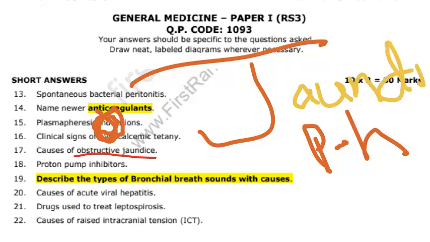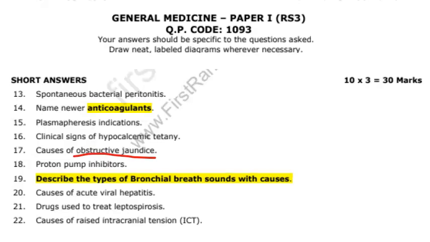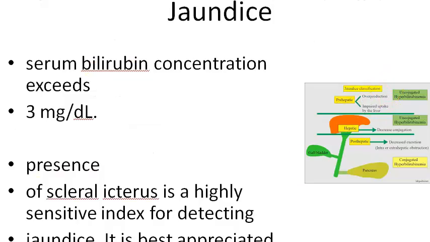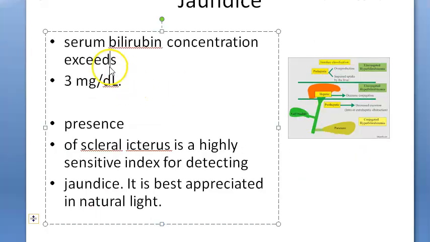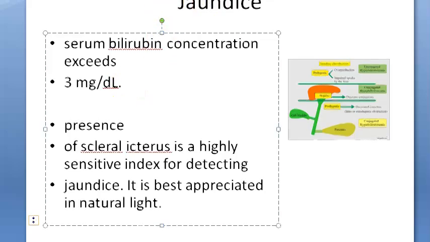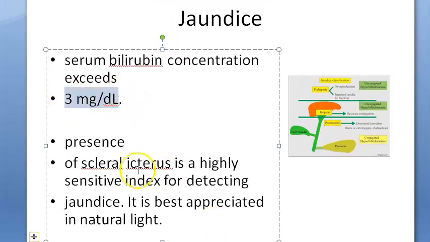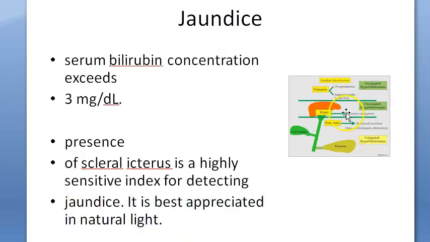So what are the causes for this obstruction they are asking? Now let's get started. In jaundice, what is jaundice? Serum bilirubin levels greater than 3 mg per deciliter. So scleral icterus in the eye, you can see that yellow discoloration of the sclera. In natural light, if you see the eye, you will be able to see this icterus.